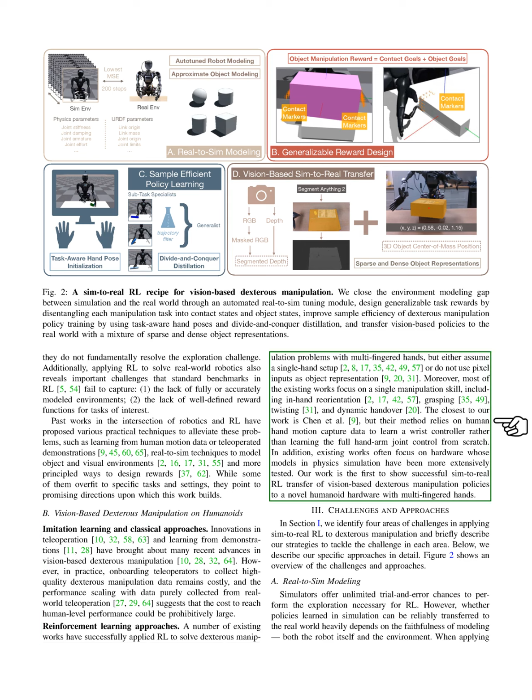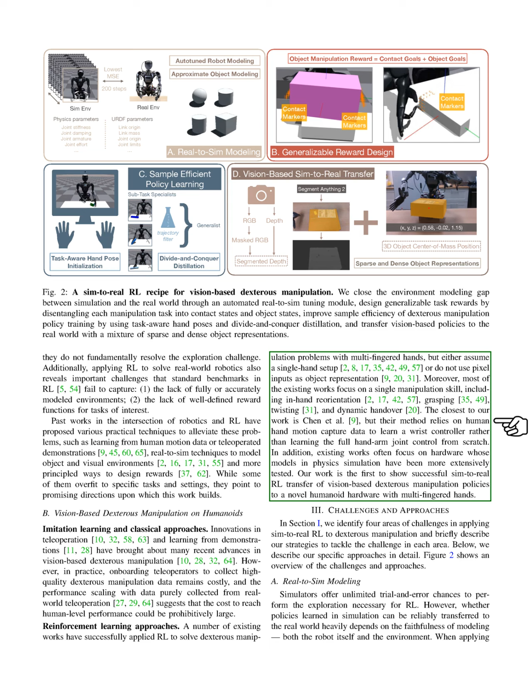We have seen that several existing studies have successfully applied RL to dexterous manipulation with multi-fingered hands, but many either focus on a single hand setup or do not utilize pixel inputs for object representation. Most of the current research tends to concentrate on individual manipulation skills, such as in-hand reorientation, grasping, twisting, and dynamic handover. The work by Chen et al. is the closest to ours, but it relies on human hand motion capture data to learn a wrist controller instead of developing full hand-arm joint control from the ground up.